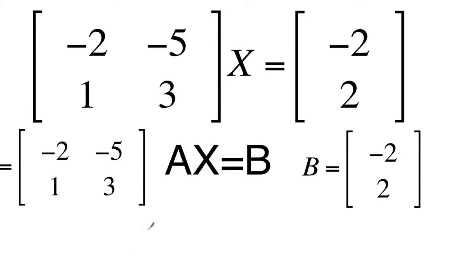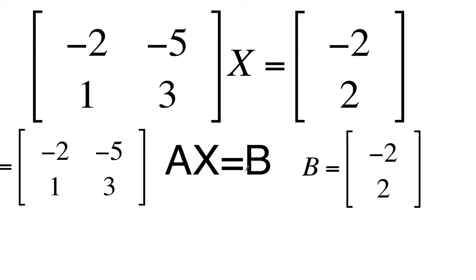So what we need to do to solve this equation, A times X equals B, is get rid of the A. We want X equals something, okay? And remember, these are all matrices. A, X, and B are all matrices. We know what A and B are, and X is what we want to find.